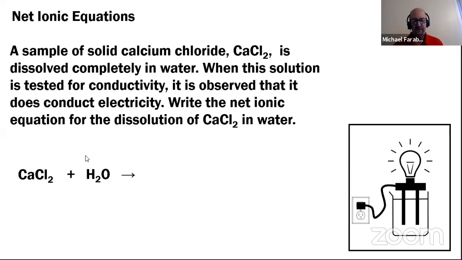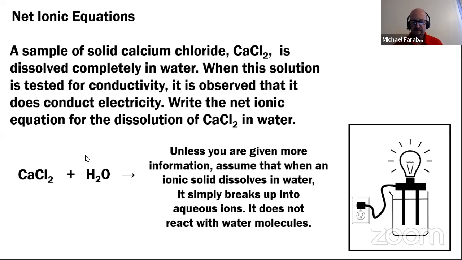So it turns out that when an ionic solid dissolves in water, unless you're given more specific information about acid-base properties, or you recognize something that would normally happen in terms of acid-base chemistry or oxidation reduction, we can assume that an ionic solid that is simply dissolving into water would just break up into aqueous ions. And so therefore, the water is not itself a reactant, but rather the medium in which the calcium chloride dissolves.